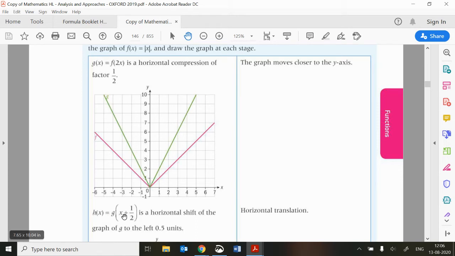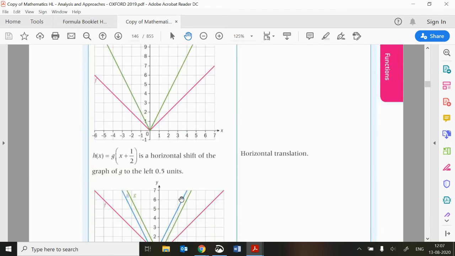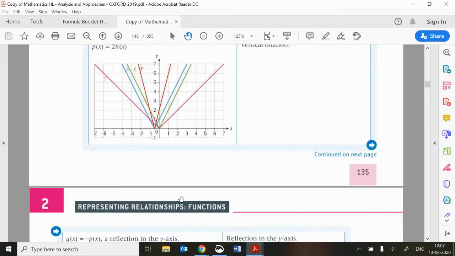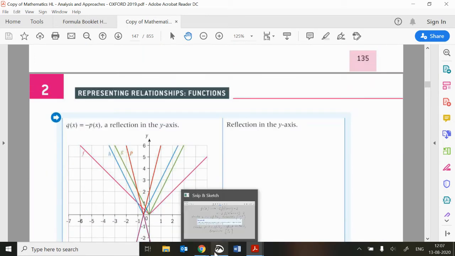They haven't said h of x is equal to f of 2 in brackets x plus a half. They've done steps from each next function to the next function. So they've made one transformation at a time. Yeah, okay. I wonder what they do after they've come from h of x. Well, they go to p of x and so on, and q of x.